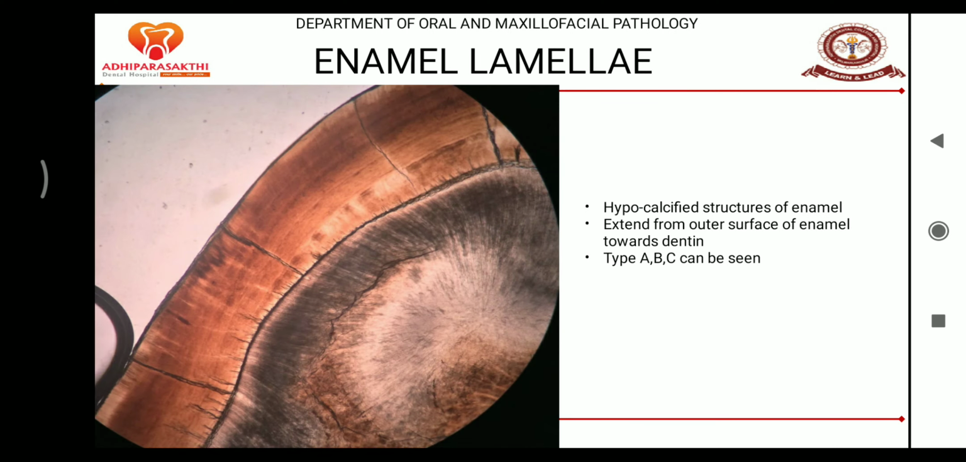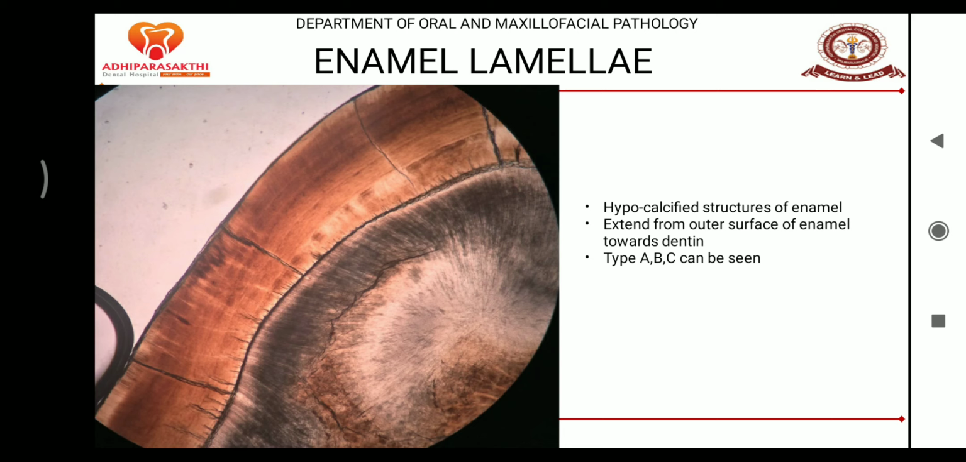Next will be the enamel lamellae. Enamel lamellae are leaf-like structures that extend from the outer surface of enamel towards the dentine. These are hypocalcified structures and are formed in planes of tension.